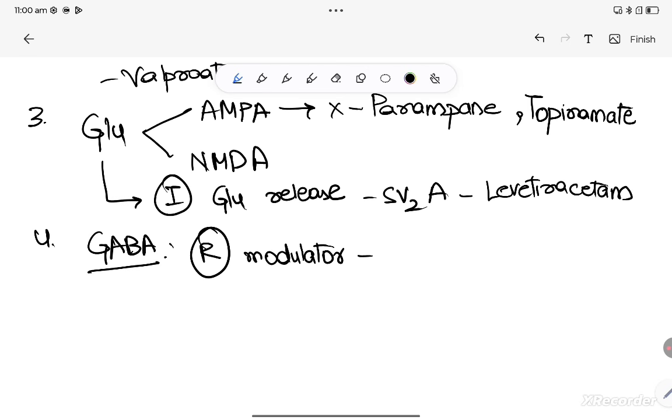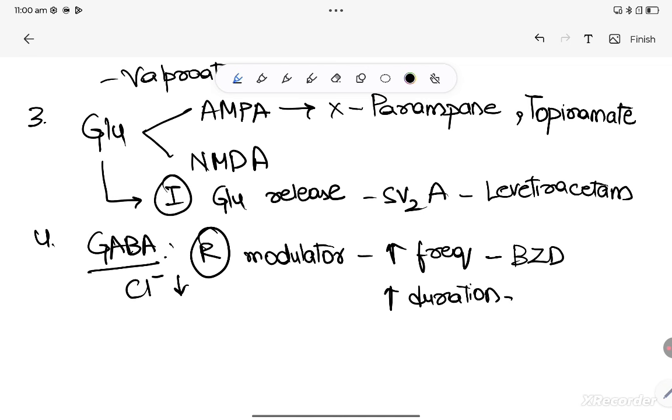One such drug which increases the frequency of GABA-mediated chloride channel opening and chloride entry into the cell is benzodiazepines. In the same way, the drug which increases the duration of GABA channel opening and increases the chloride entry into the cell is barbiturates. This is our first group, the receptor modulators.